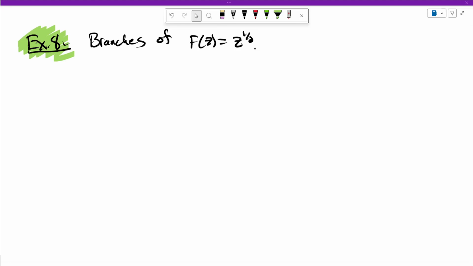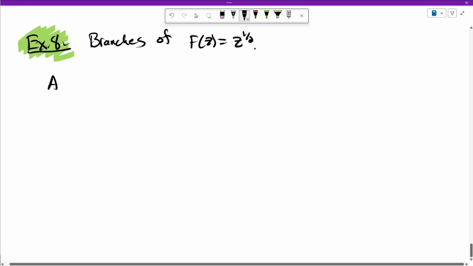In this next example, we are going to look at branches of the square root function. As a quick reminder, a branch, let me just note, if we don't require the principal square root, this is multi-valued, right? Because every number has two square roots, every non-zero number.